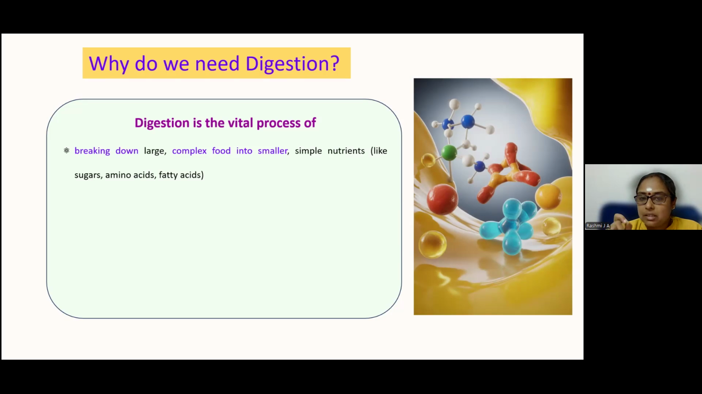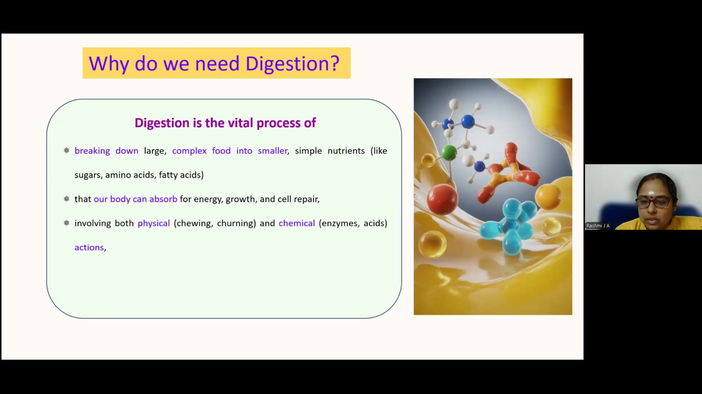The first thing about digestion is that it breaks down complex food material into simpler nutrients, and the body can absorb those nutrients for energy, growth, and cell repair. It involves both physical and chemical action. Physical is where you chew, churn with the tongue, and chew with the teeth. Chemical is where you do not do anything; the whole body takes care of it, like enzymes and acids present in the body that act on the food material.